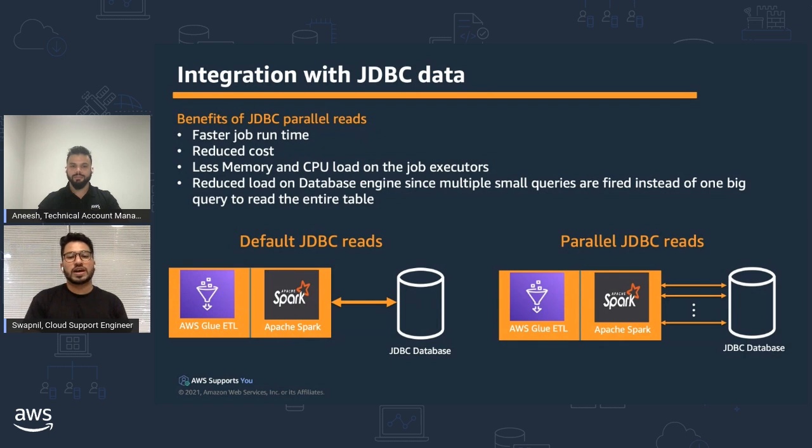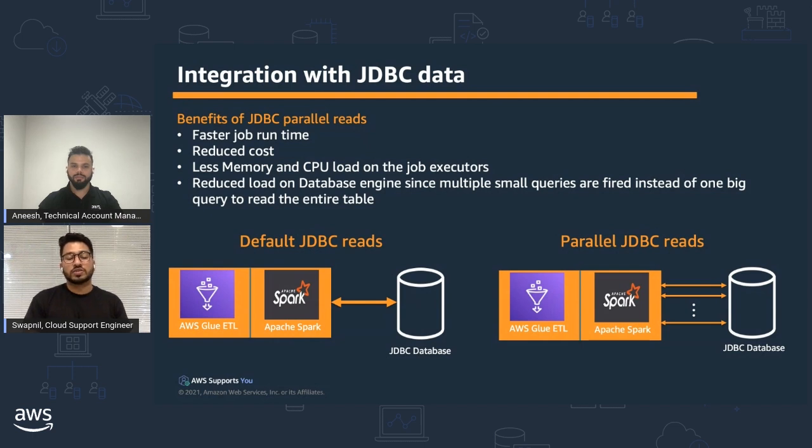In a parallel JDBC read instead, multiple connections are made to the JDBC data store, hence we name it parallel, and the select star queries are run in parallel. Basically, each query will only read a part of the table instead of one query reading the entire table. The benefits of JDBC parallel reads will definitely give us a faster job runtime. We'll be talking about this in the demo.